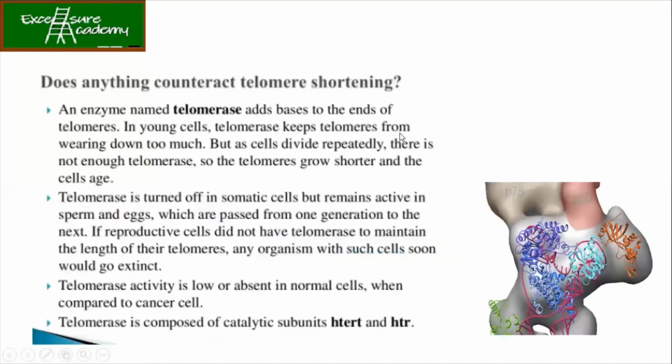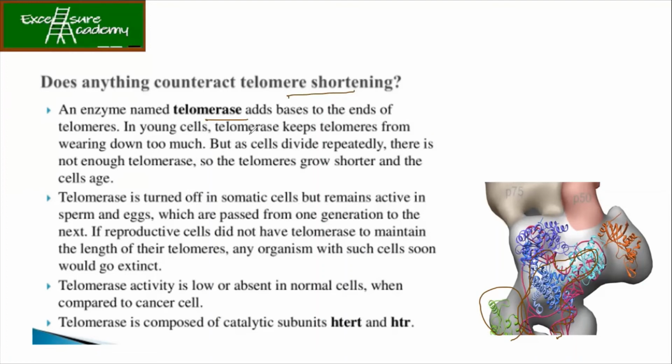Just be confident. Now, that's the structure of the telomerase. Can you see? Are you able to locate the RNA over there? Along with the protein alpha and beta, you can see that there is an RNA structure also. Can you see this purple colored one? Okay. So we know, does anything counteract the telomere shortening? Yes, it is telomerase. So it is going to add pieces to the ends of the telomere.